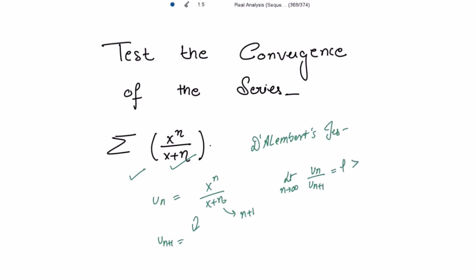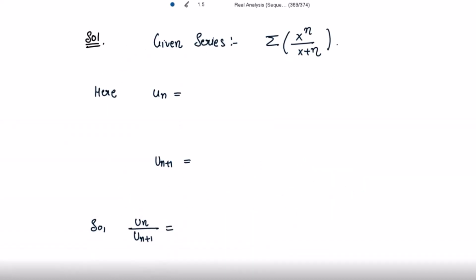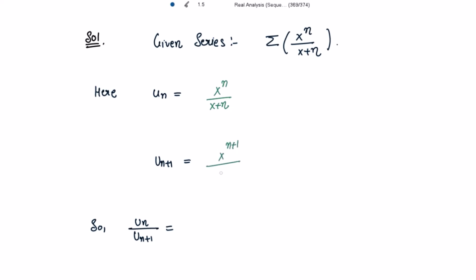If this limit is greater than 1, then the series is convergent. If this limit is less than 1, then the series is divergent. So let's move on to the solution. This is the given series where we take un to be x to the power n divided by x plus n. And from here we get un plus 1 to be, just replace n with n plus 1.